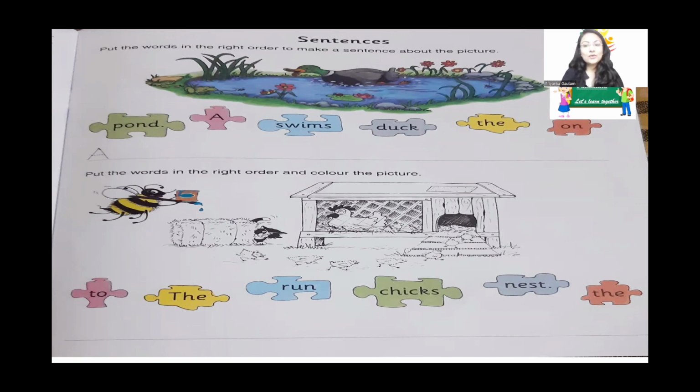Okay, now the next one, you can see the picture. To the run chicks nest the. So here, what is there? What's the main part? So we can see there are chicks. Okay, so the chicks, what are the chicks doing? Chicks run, there is an action, that's a verb, right? After the verb, what should we add? Then sense, the chicks run where? The chicks run to the nest. Now we can add the period. So this is our complete sentence.